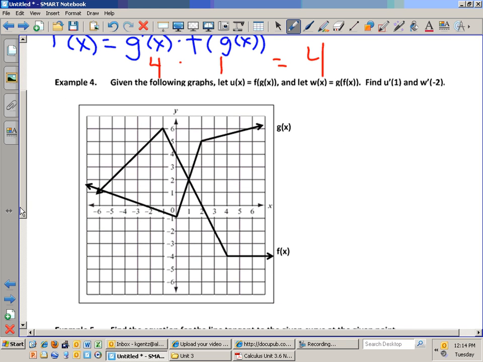And let's try one more. Now instead of giving the values, it gives us a graph. It says, given the following graphs, u of x is f of g of x, and w of x is g of f of x. Find u prime of 1 and w prime of negative 2.